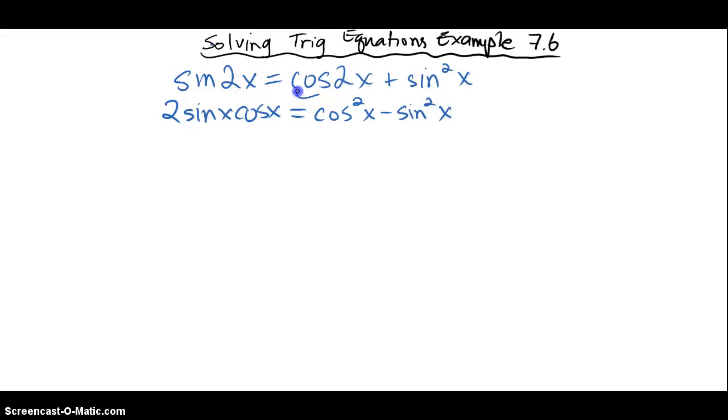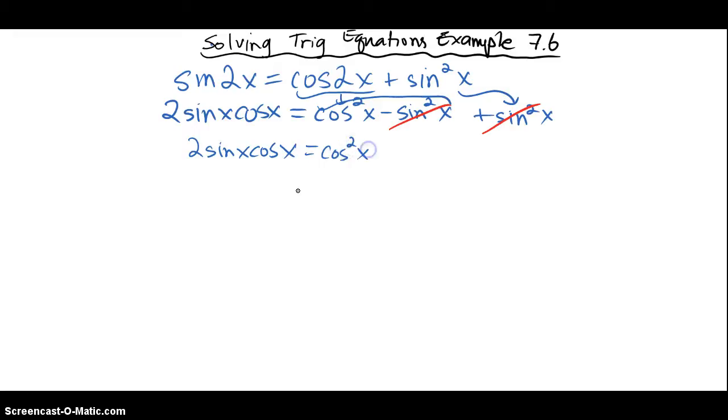So this whole thing boils down into all of this. Okay, and then we have this plus sine squared x over here. Now that's nice, because if you look carefully you'll notice that minus sine squared x plus sine squared x actually cancel out. So we have 2 sine x cos x equals cos squared of x.